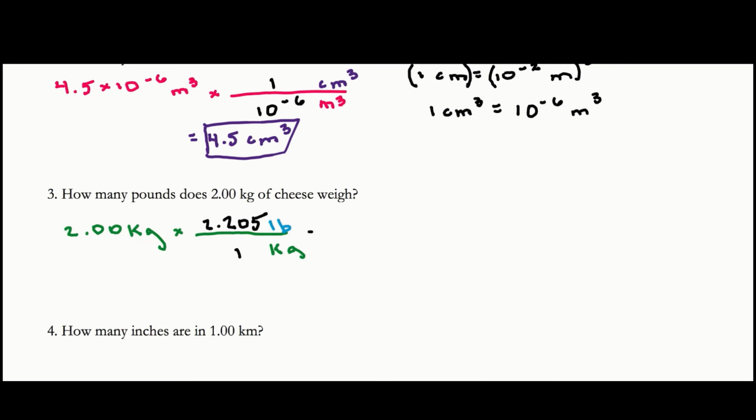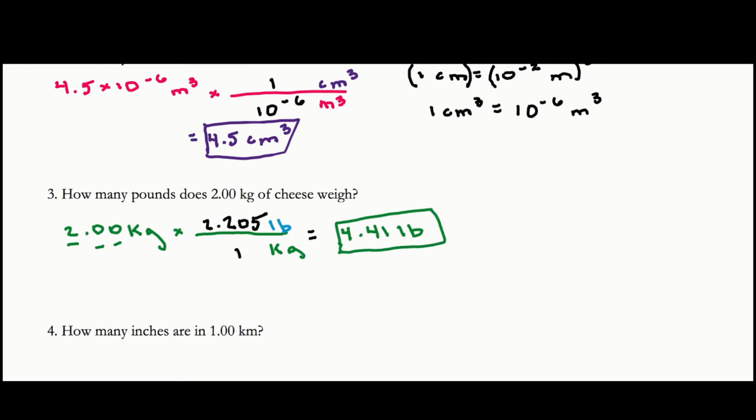So what I'm going to end up doing is take 2 kilograms and multiply by 2.205. The unrounded value that I get is 4.41. My units are pounds. Let's double check sig figs. 2.00, because there's a decimal present, I'm going to count from left to right. My first significant digit is a 2, so that's 1, 2, 3 sig figs. 4.41 has 3 sig figs as well. So that is an acceptable answer.